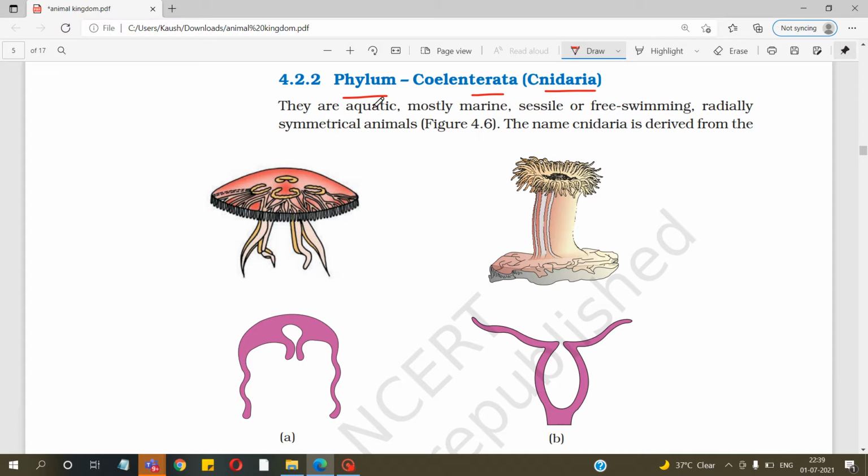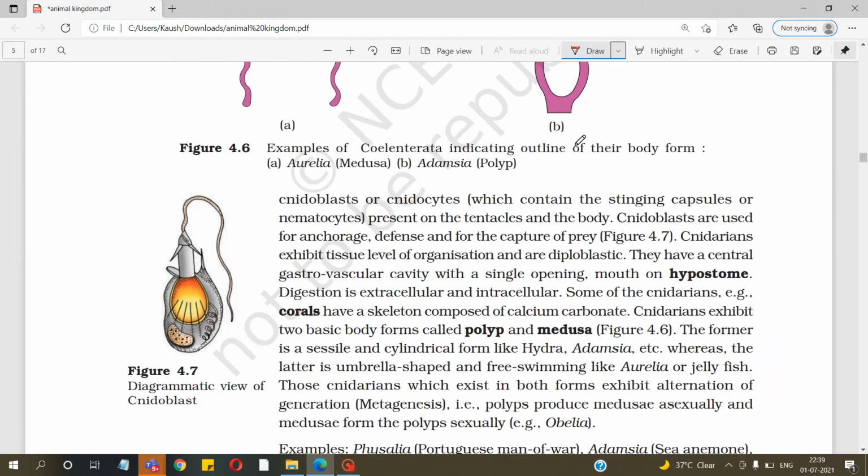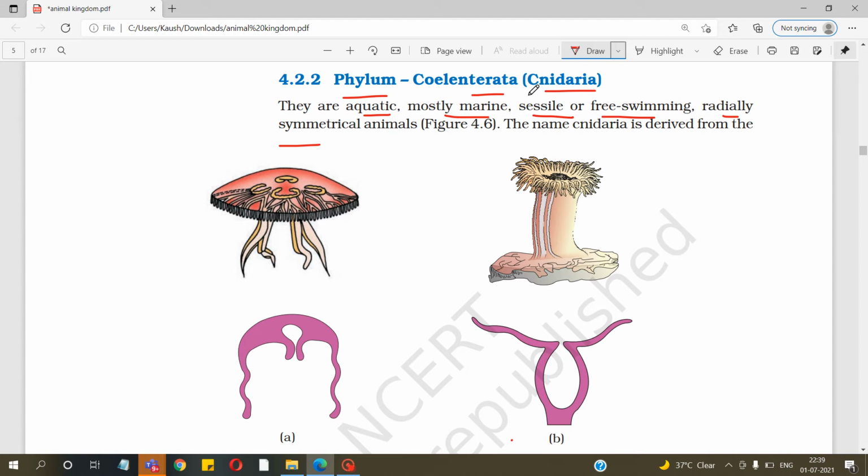So the organisms in phylum Coelentrata are generally aquatic, mostly marine, present in sea water. They may be sessile, that is fixed, or they may be free swimming. Radial symmetry is present in them. They have special cnidoblast cells that are also called cnidocytes. This is the structure of this cell. Cnidoblast cell, this is important. That's why they are called Cnidaria. Cnidarians, because they have cnidoblast cells present.